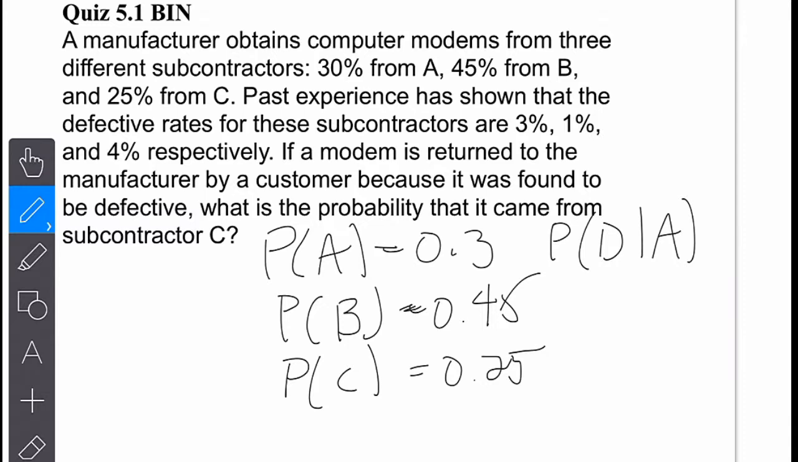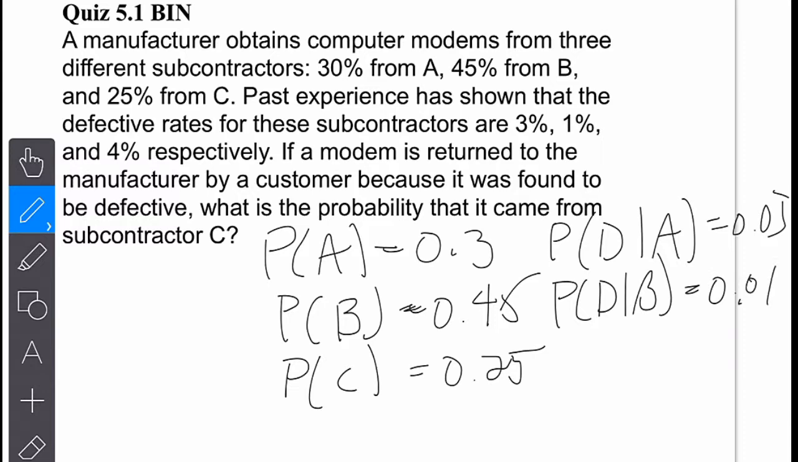So I'm just going to lay this out for you, and then you guys get going on it. And the chance that it's defective if it came from B is 1%. And the chance that it's defective and it came from... So I think it's an interpretation issue, right? I guess that's obvious.